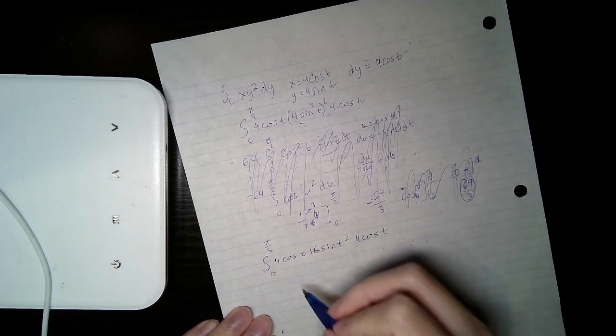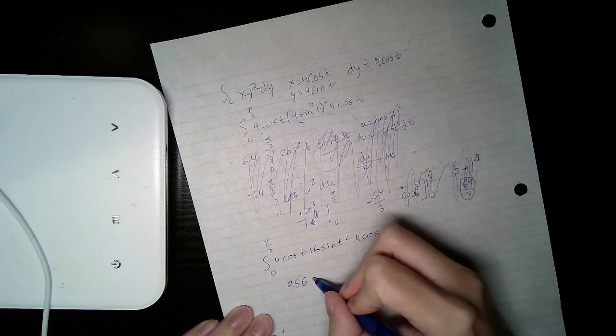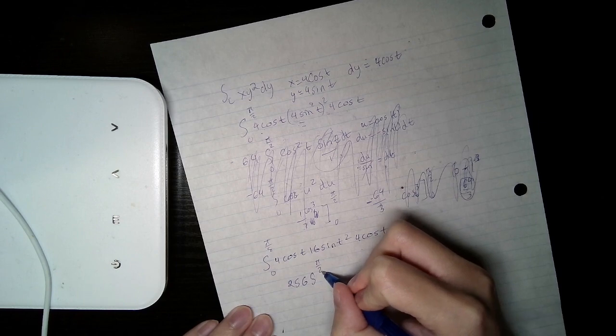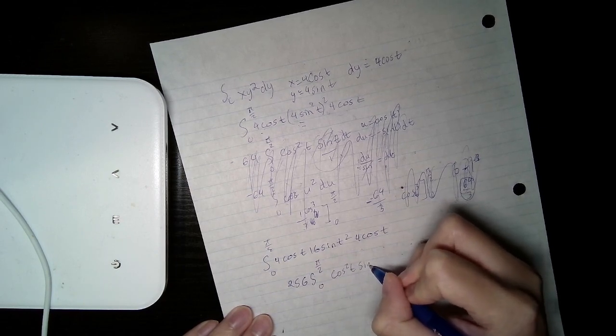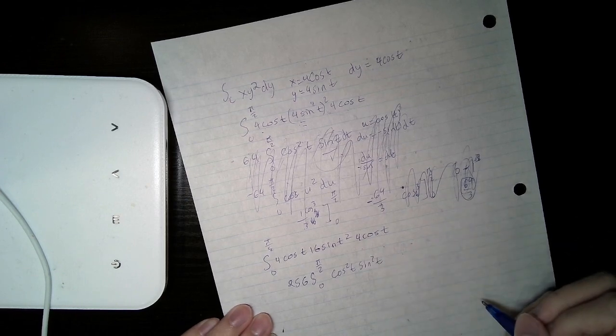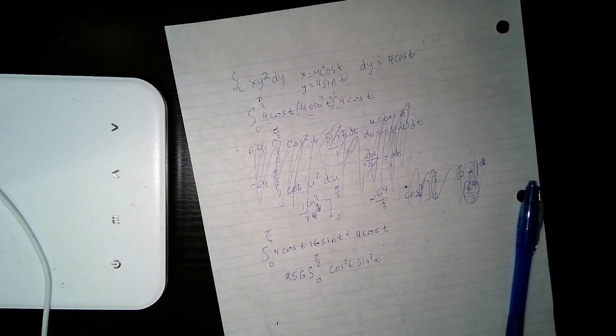Okay, so now let's do it again. 256. Okay, I'm gonna do it a little faster because now it's cos squared t, here's sine squared t, and now I'm just looking at the answer. I don't know how to do this. You're supposed to use some kind of trigonometric identity, so now I'm gonna have to go review what trigonometric identities are.